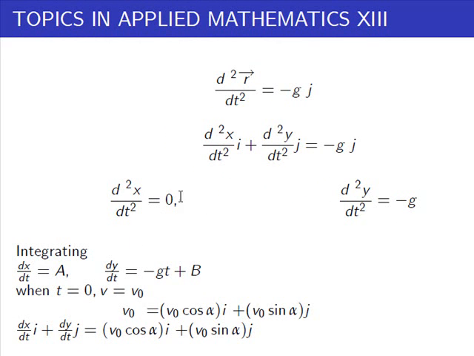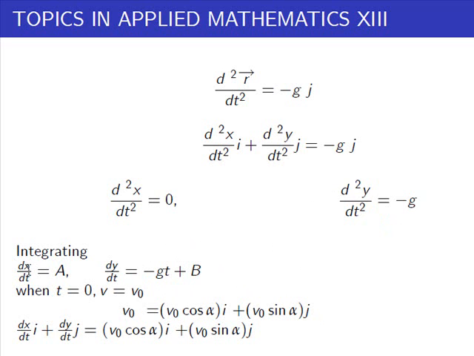Now these are two second order differential equations. This equation is in x and this equation is in y. We integrate both of these equations respectively. First of all, we integrate this equation. When we integrate, on the left hand side we have dx over dt. On the right hand side, the integral of 0 is equal to a. Now we integrate the second equation. On the left hand side, the second derivative is gone, and the first derivative dy over dt is equal to minus gt plus b.